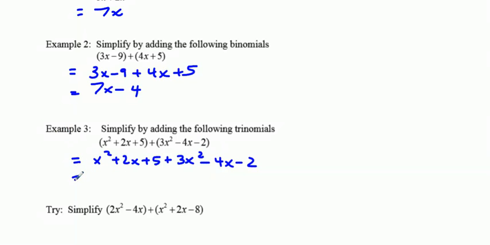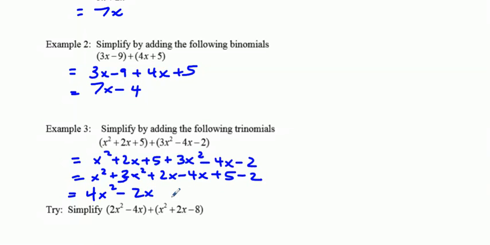You might want to group them. You don't have to, but I might rearrange them so that I've got my like terms together. So now I've grouped them, and I can say x squared plus 3x squared. There's an invisible 1 there, remember, so this is 4x squared. 2 minus 4 is minus 2x, and 5 minus 2 is positive 3. You should have a sign in between each of your terms, okay? All right.